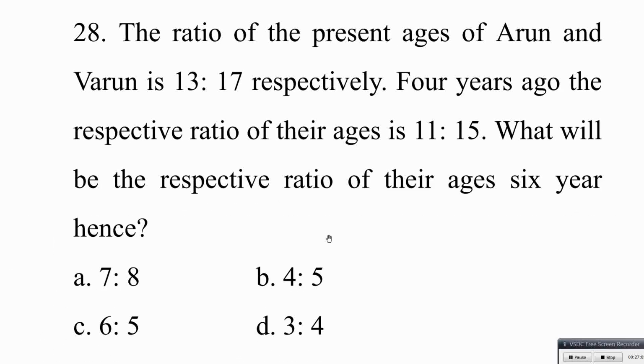Arun and Varun, present ages are in the ratio 13 and 17. 4 years ago. 4 years ago means is it future or past? Past. Their ratio was 11 and 15. They're asking about the ratio 6 years hence. 6 years hence means later, future, after 6 years, what is the ratio? All is given in ratio. Present there is some ratio, 4 years before some ratio, 6 years after, what's the ratio there?